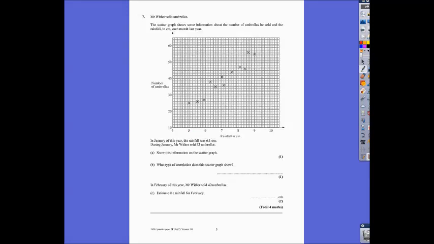Question 7. Mr. Wither sells umbrellas. The scatter graph shows information about the number of umbrellas he sold and the rainfall in centimetres each month last year. In January of last year, the rainfall was 6.1 centimetres, and during January he sold 32 umbrellas. Show this information on the scatter graph.